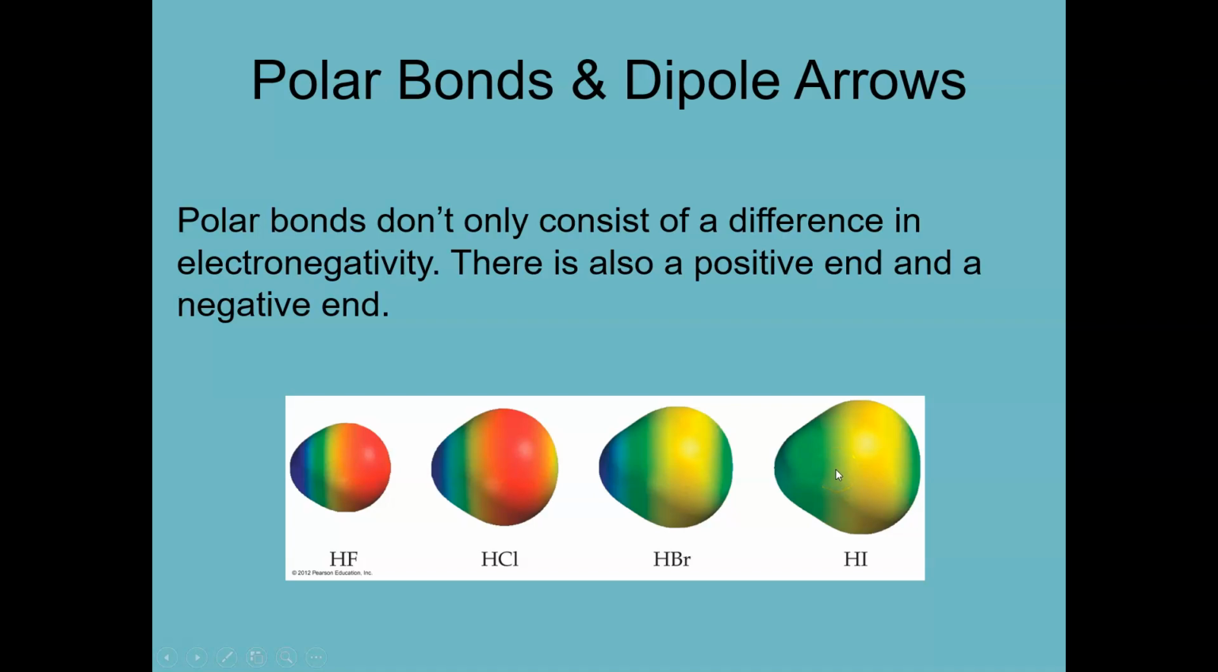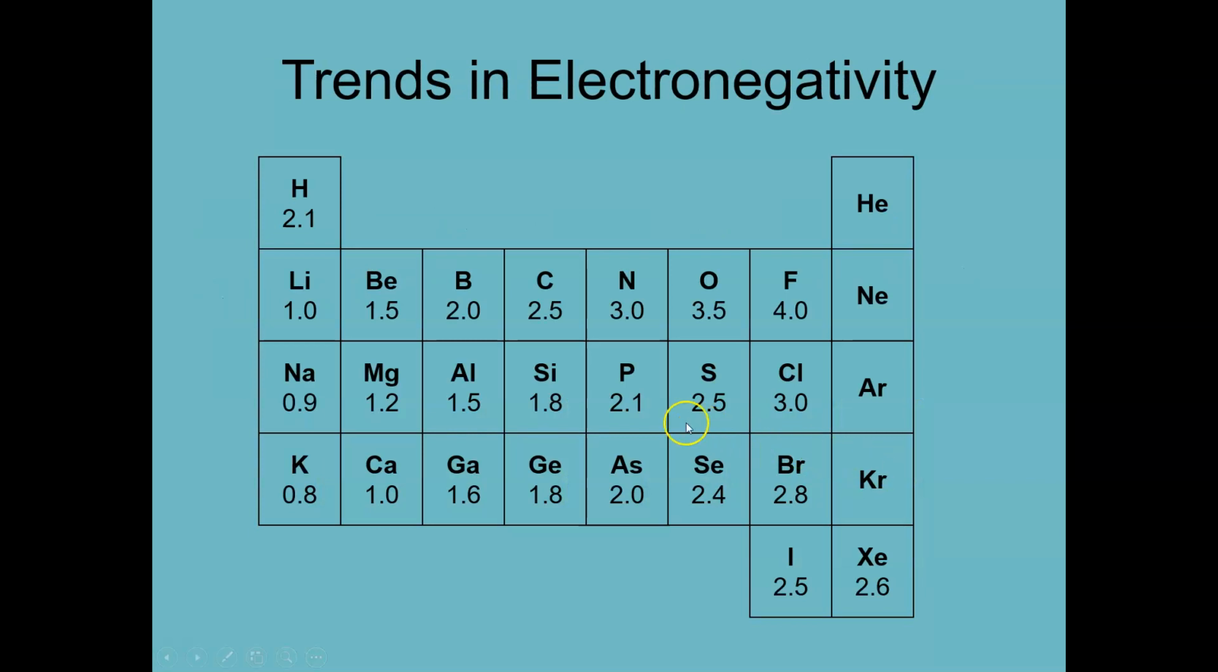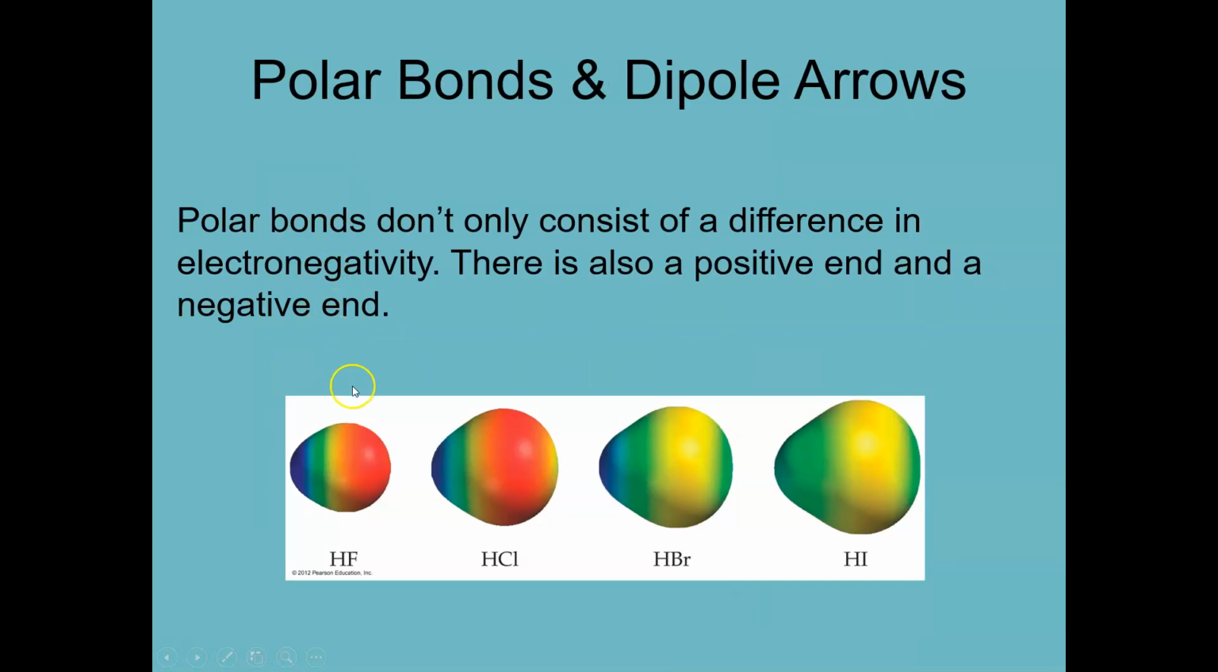The one thing that these four bonds all have in common is that the hydrogen has a partial positive charge, and the halogen, be it fluorine, chlorine, bromine, or iodine here, has a partial negative charge. And that's because if we look at this table again, all of the halogens, fluorine, chlorine, bromine, and iodine, have larger electronegativity values than hydrogen, and therefore they're all going to be polarized such that the hydrogen end is partially positive and the halogen end is partially negative.